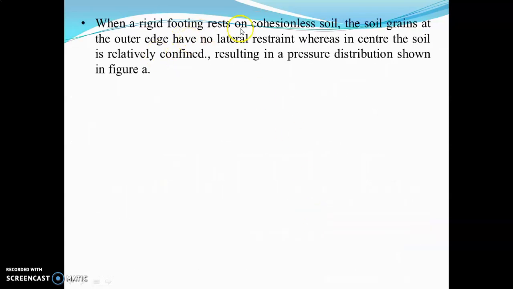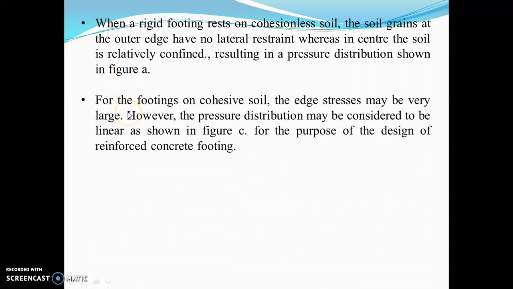When a rigid footing rests on cohesionless soil, the soil grains at the outer edge have no lateral restraint, whereas in the center the soil is relatively confined, resulting in the pressure distribution shown in figure A. In the case of footings on cohesive soil, the edge stresses may be very large. However, pressure distribution may be considered to be linear as shown in figure C for the purpose of the design of the reinforced concrete footing.